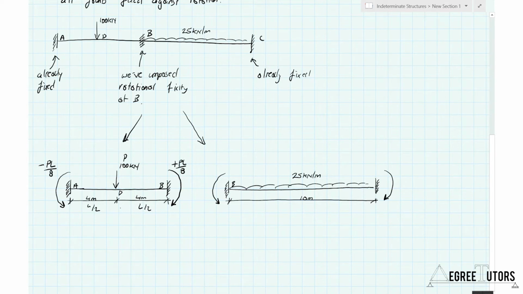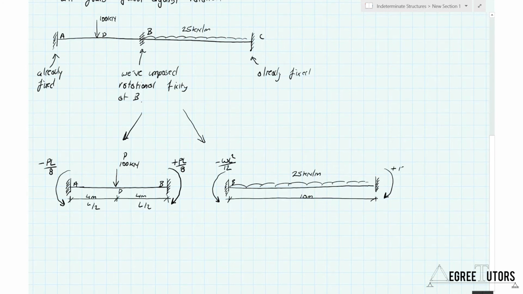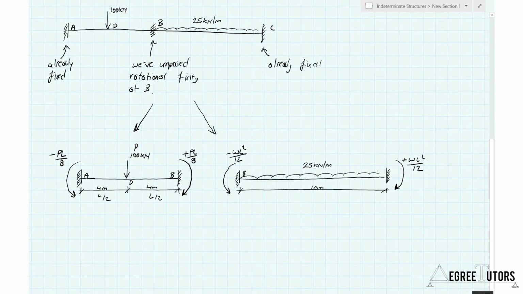And you would pull from the same table the moment for the other side, or the other structure, WL squared over 12 and plus WL squared over 12. Okay, so we can actually put the numbers in here, and we would end up with, let's call it the fixed end moment for AB is equal to minus 100 kilonewton meters.